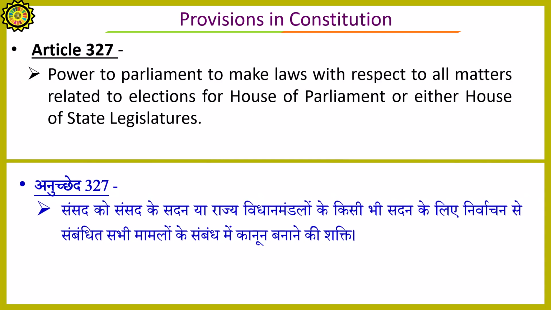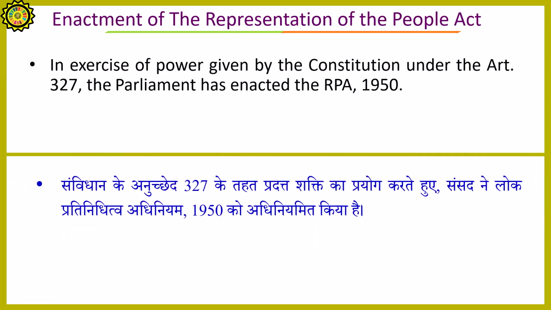Article 327 gives power to Parliament to make laws with respect to all matters related to elections for either House of Parliament or either House of State Legislatures. In exercise of the power given by the Constitution under Article 327, the Parliament has enacted the RPA Act 1950.